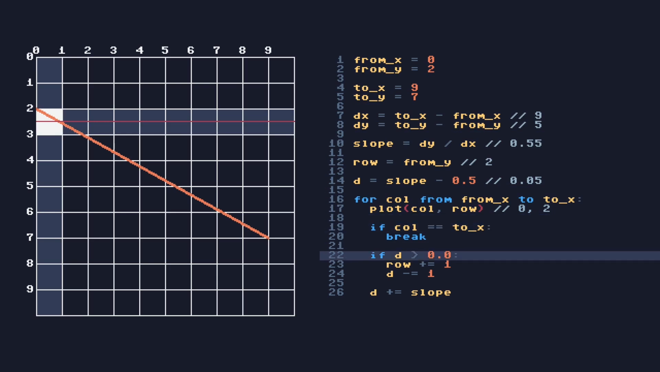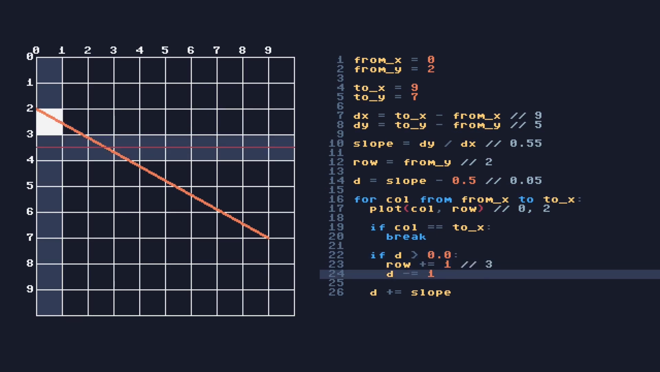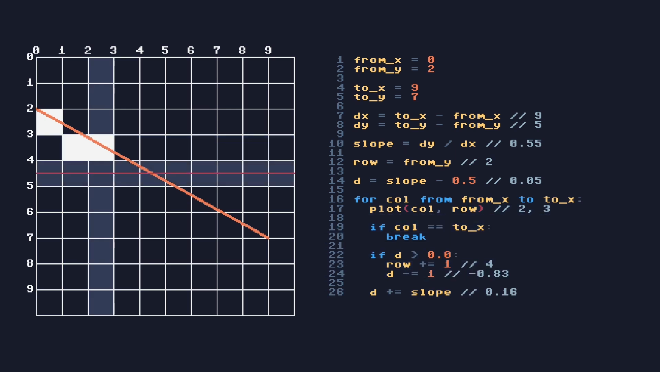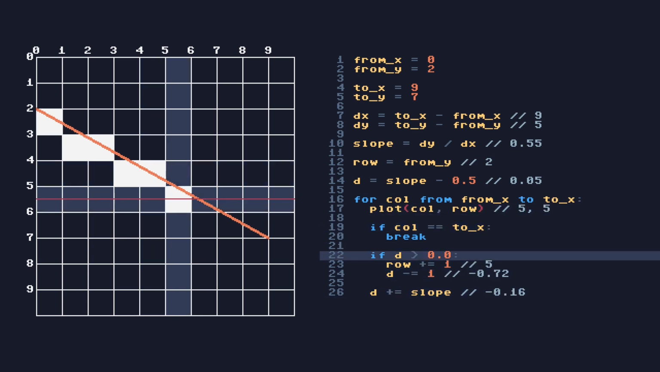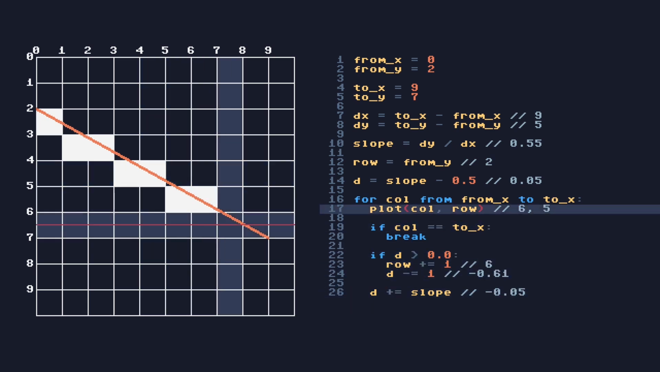On every step, we check if the difference is greater than 0. If it is, the midpoint will be crossed, so we need to move to the next row. Because of this, we subtract 1 from the difference, ensuring it now corresponds to the next row. If the value is below 0, the line does not cross the midpoint, so we remain on the same row. In any case, we add the slope to the difference to reflect the line's progression.